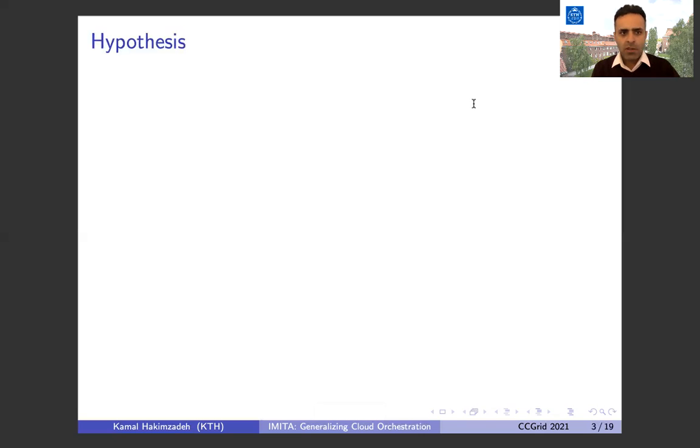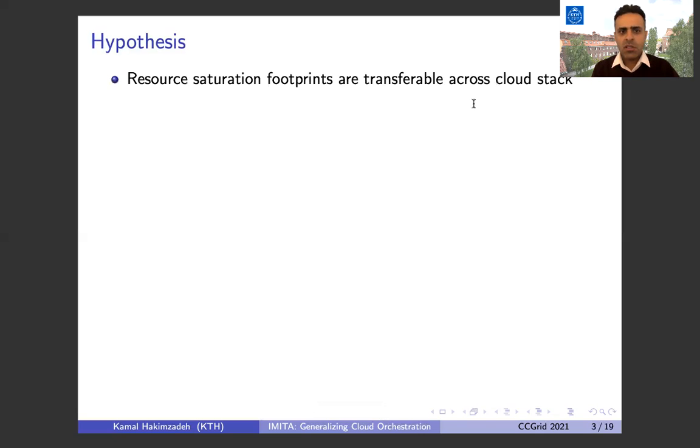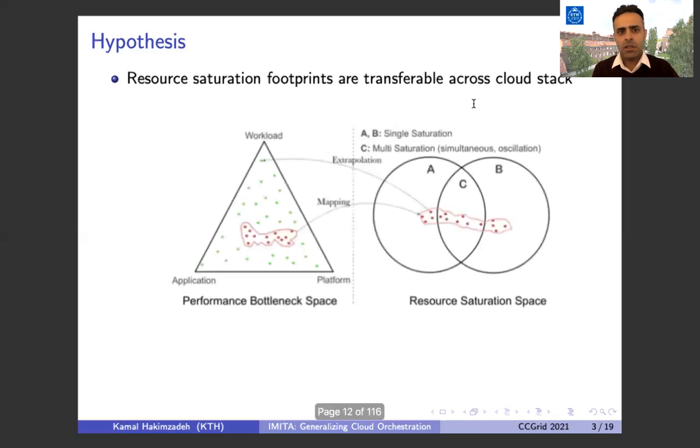What is our hypothesis? Our hypothesis is that resource saturation footprints are transferable across cloud stacks. So any auto-scaling, or in general any orchestration mechanism that is based on saturation footprints, can be easily transferable.